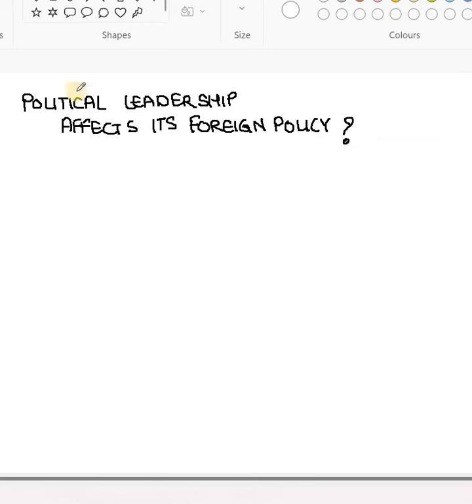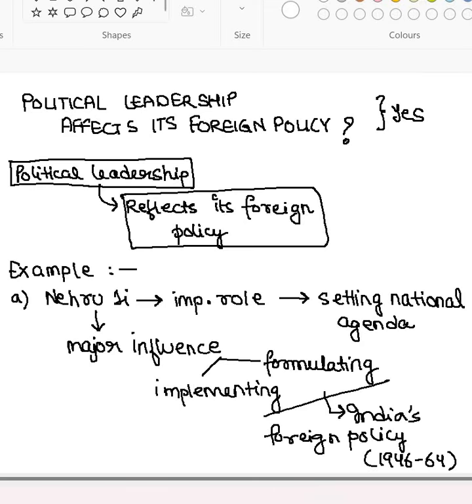Now the next question is, does the political leadership of a nation affect its foreign policy? What is your answer? Take a few seconds and just think about the answer. कि क्या किसी कंट्री की फॉरेन पॉलिटिकल लीडरशिप उसकी फॉरेन पॉलिसी को इम्पैक्ट करती है? Yes or no? Yes, the answer is yes. It has a very deep impact on the foreign policy of the nation. The first major example of how a political leadership can impact and reflect its foreign policy is the example of non-alignment.